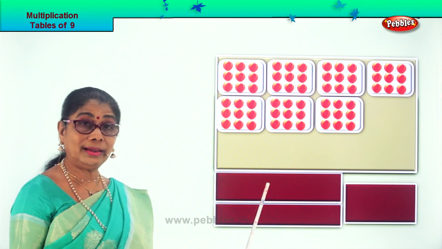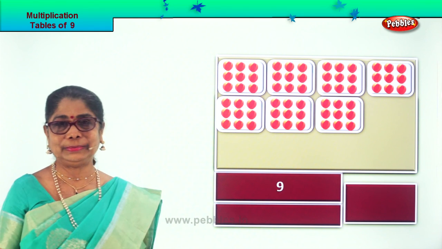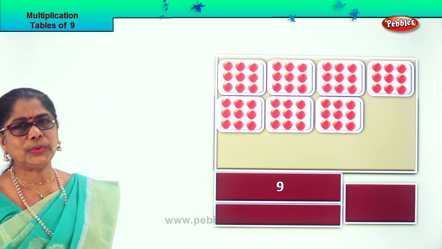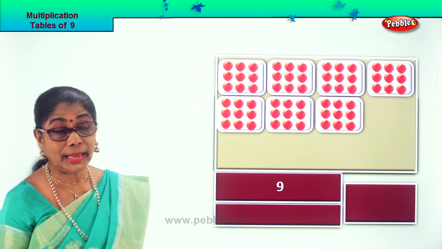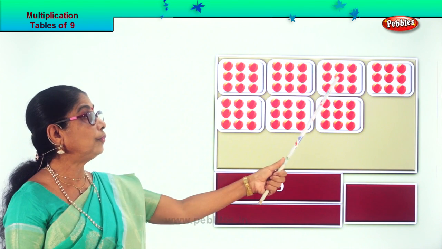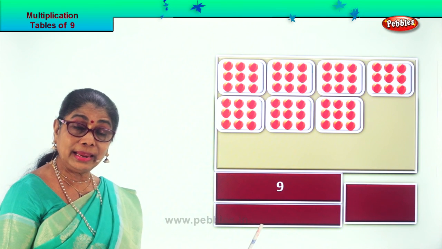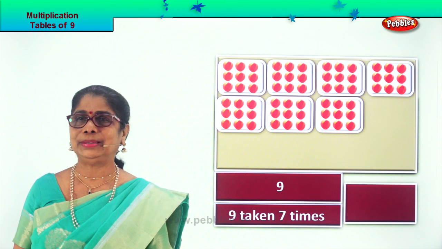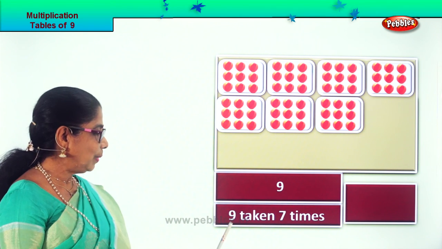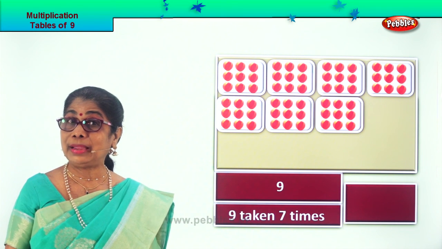So we write here 9. We are building 9 times table. We write the 9 here. Now how many times have we taken 9? We take 9, 1, 2, 3, 4, 5, 6, 7 times. 9 taken 7 times. Good. So we write here 9 taken 7 times. What is 9 taken 7 times?